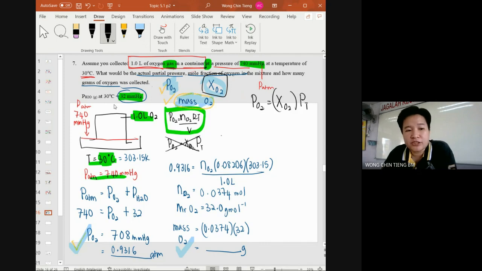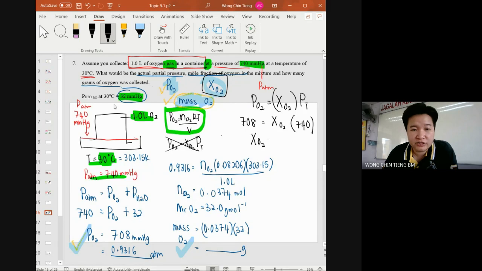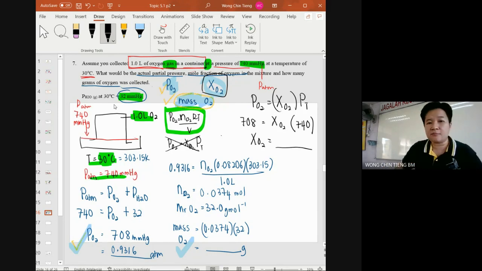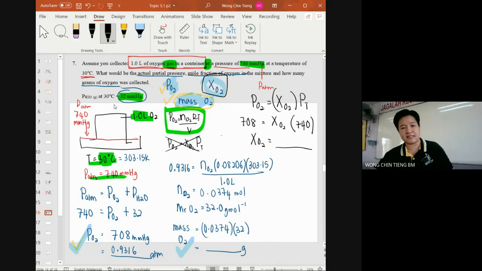Okay. My question, boleh tak guna millimeter mercury? Tapi guna dua-dua adalah millimeter mercury. Okay. 708 equals to the mole fraction of oxygen gas. Total pressure given 740 millimeter mercury. So you got your mole fraction of your oxygen gas over here. Tapi saya tak nak mole fraction of oxygen gas. Saya nak mole fraction of water.